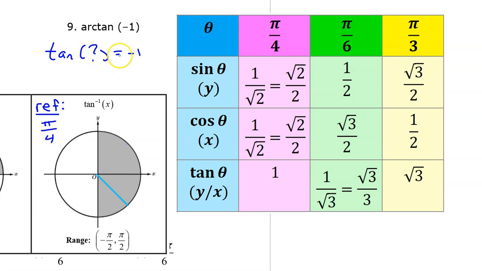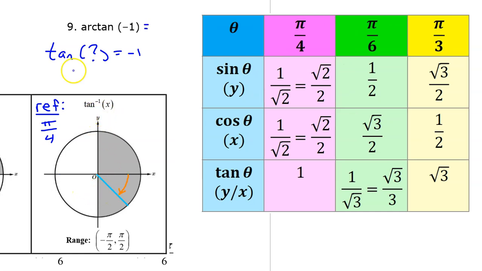Since we want the tangent to equal negative 1, we choose the angle in the fourth quadrant, where the slope, and thus the tangent, is negative. Be careful, we cannot use 7 pi over 4, because 7 pi over 4 is outside of the restricted range for arctangent. Instead, we go clockwise, so the answer is negative pi over 4.